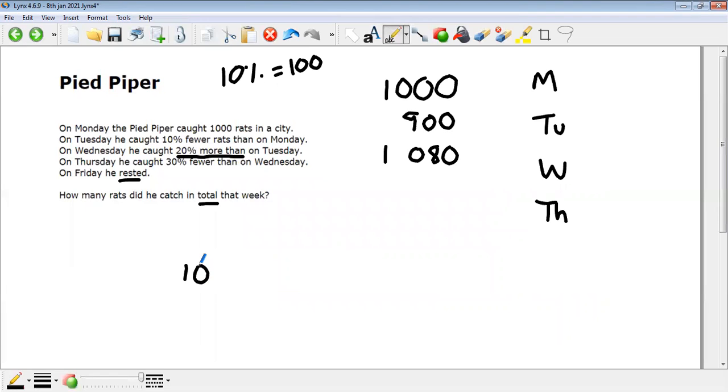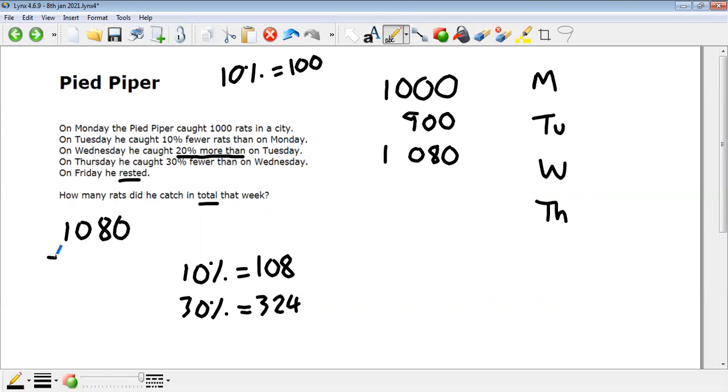So we need to find 30% and take it off basically. So 10% is 108. So therefore 30%, it's going to be 3 of those, 324. And then we need to take it out of there because it says fewer. 324, yeah, I'm right. Sorry about my bad 0 there. So let's subtract.